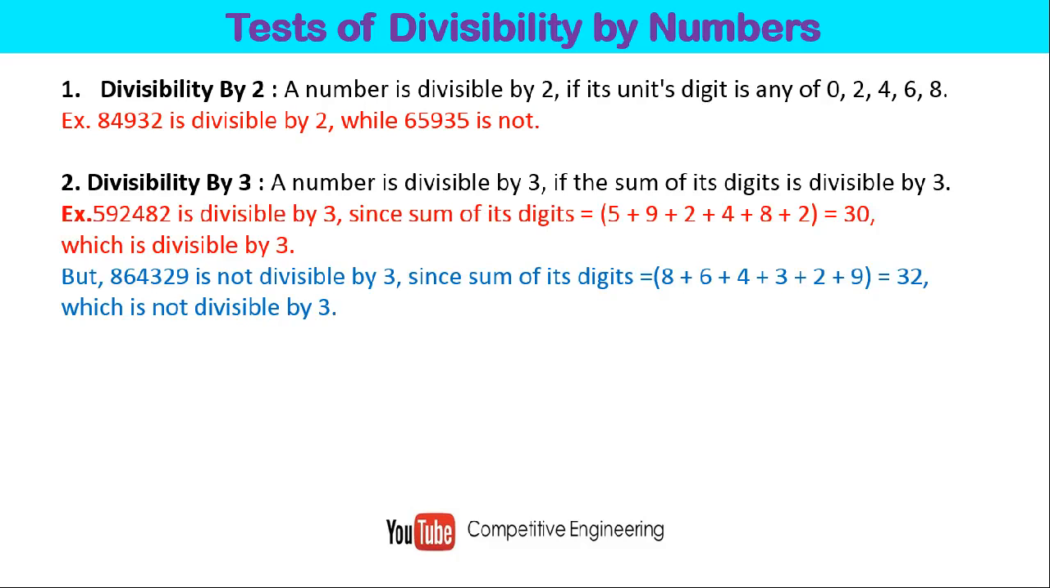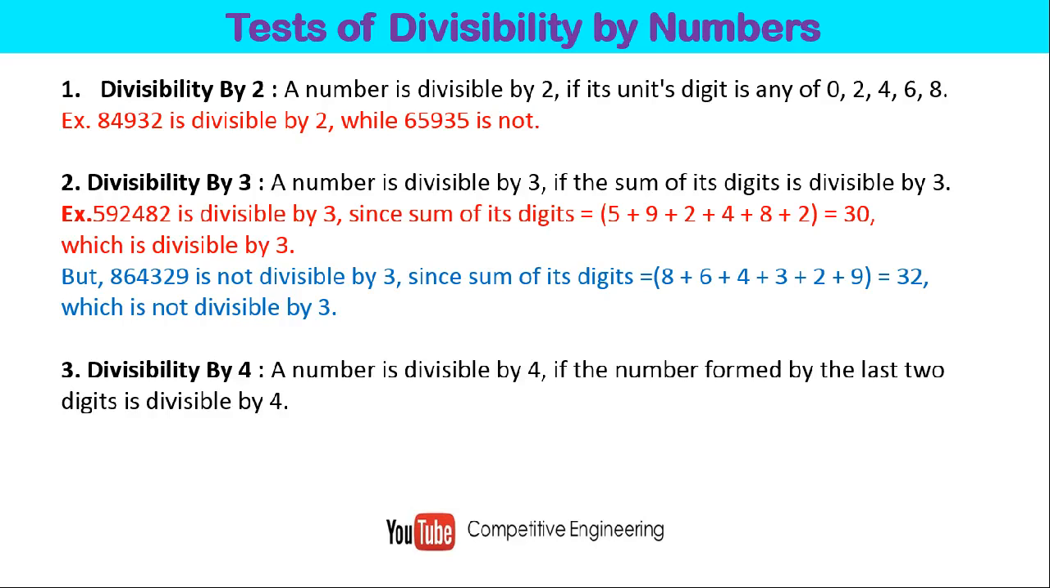Another example, 864329. It is not divisible by 3 because the sum of its digits is 8 plus 6 plus 4 plus 3 plus 2 plus 9, that is 32, which is not divisible by 3.